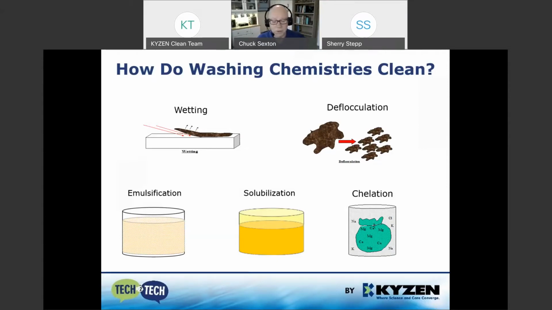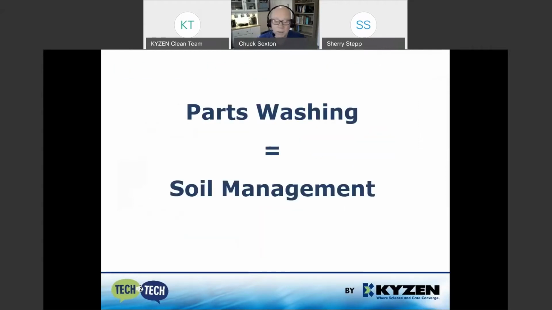Chelation is a process where we're adding chelating agents that tie up the metal ions. A good example is removing aluminum oxide from aluminum parts. A really nice way to look at parts washing is parts washing equals soil management. So we're removing the soil or contaminant from the parts, but then on purpose, we need to do something with the soil.